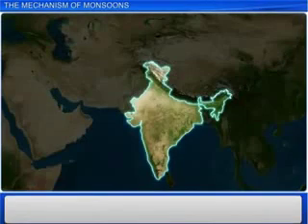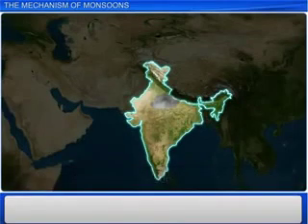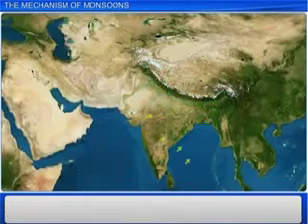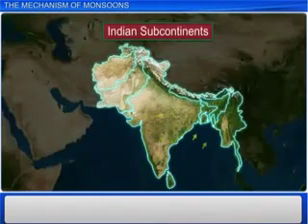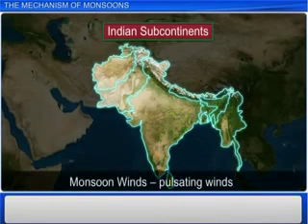In India, the monsoon begins early in June and ends in mid-September. It lasts for 100 to 120 days. Before the monsoon winds enter the Indian subcontinent, they encounter various atmospheric conditions on their way over the warm tropical seas. As a result, these winds are pulsating in nature and not steady.